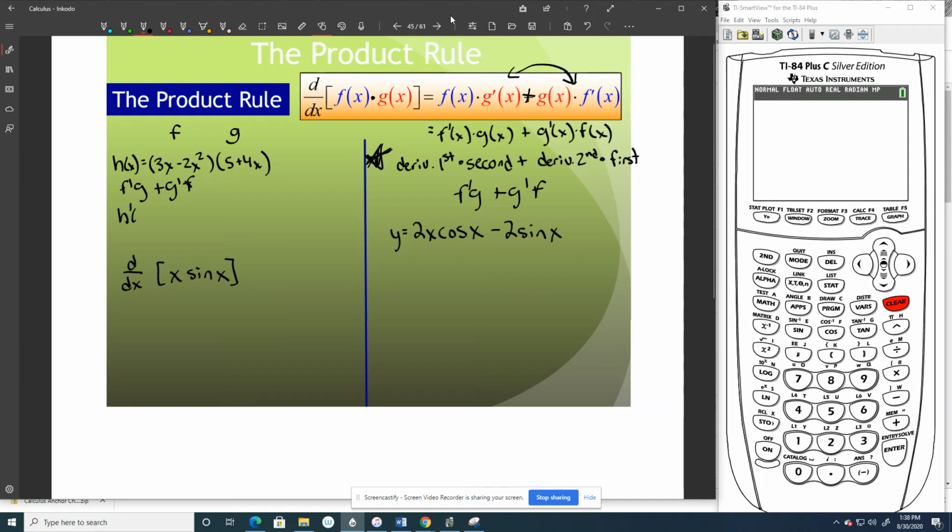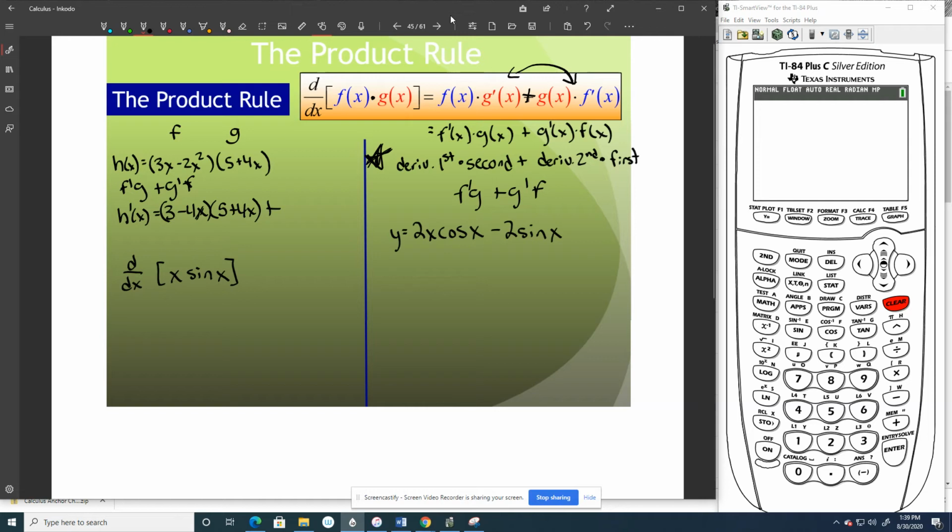So h prime of x is going to equal, I've got to take the derivative of the first function right here. So the derivative of 3x is 3. The derivative of this part, negative 2x squared, is negative 4x. So look, we're using the sum and difference rules right there. So I've got to take the derivative of the first, and then I've got to multiply it by the second, which is 5 plus 4x. I don't change it at all. I just multiply it by my second function.